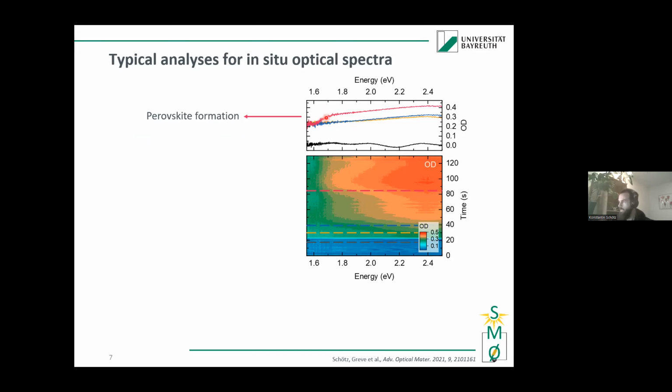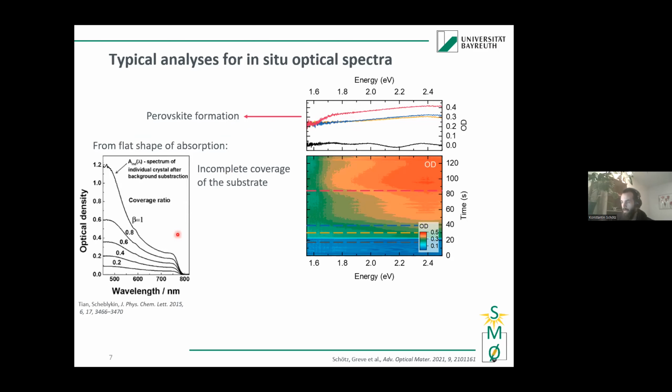What you might see from this flat shape of the absorption, which does not really look like the absorption of a nice final film, is that we have only a partial coverage of the substrate, which is not surprising for this system. As I mentioned, these needle structures form. If you are interested in this a little bit more, there's a nice work by Tian and Cheplikin, which discussed the influence of the coverage of the substrate on the resulting absorption spectrum.